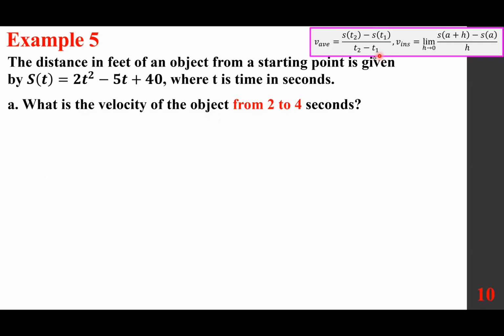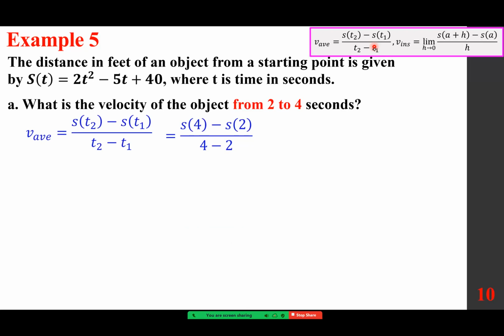And that's an average speed. That doesn't mean at any given time that was my speed. On the average, I did that. So using that, we are going to go with S of 4 minus S of 2 over 4 minus 2. So S of 4 minus S of 2 over 4 minus 2. So now plug in 4. That means 2 times 4 squared minus 5 times 4 plus 4. So evaluate the function at 4. Minus S of 2, plug in 2. Evaluate the function at 2. 2 times 2 squared minus 5 times 2 plus 40. The bottom is simply 2.